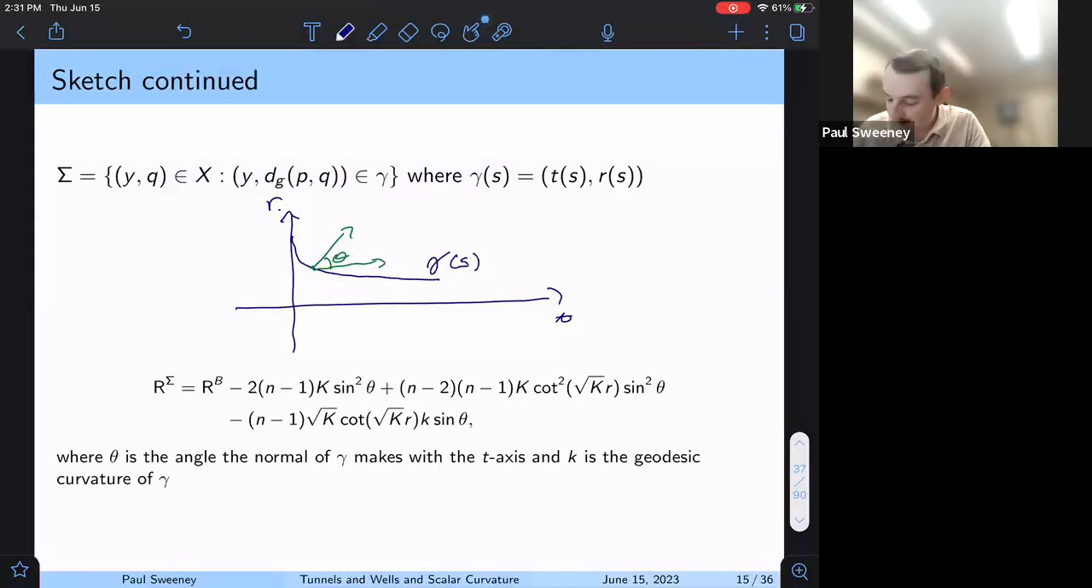Using the Gauss-Codazzi equations, we're able to write the scalar curvature of this hypersurface sigma using what we know about the ambient curvature of X, which is our ball cross R, which is where sigma lives. Sigma lives in here.